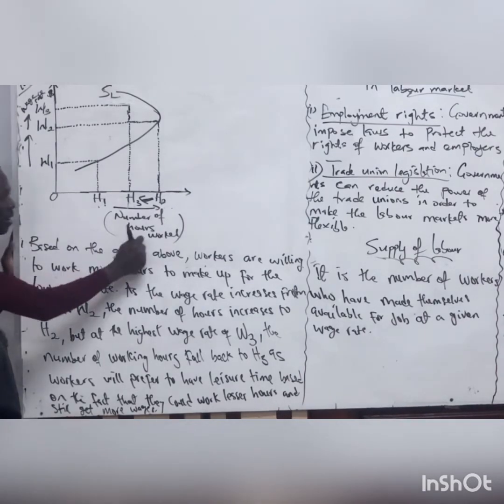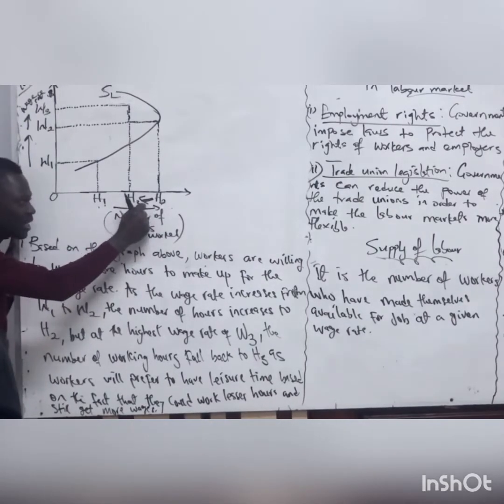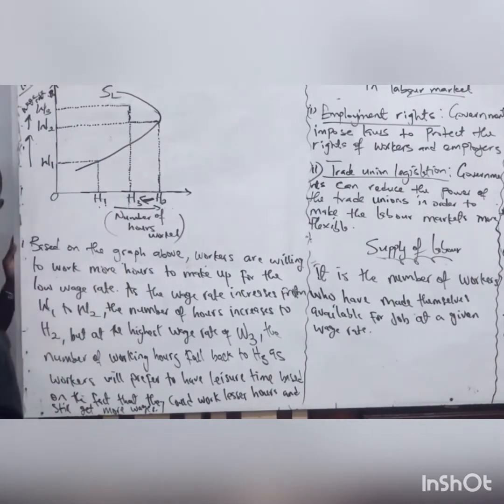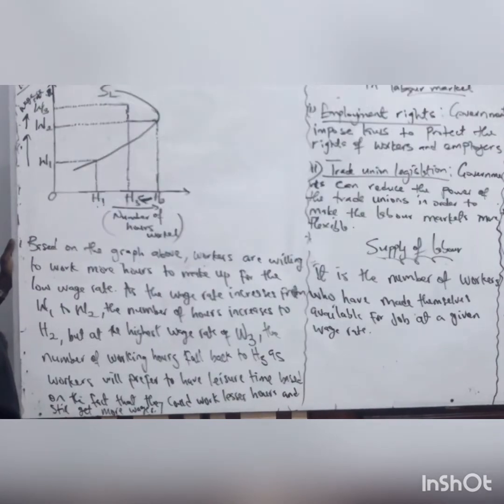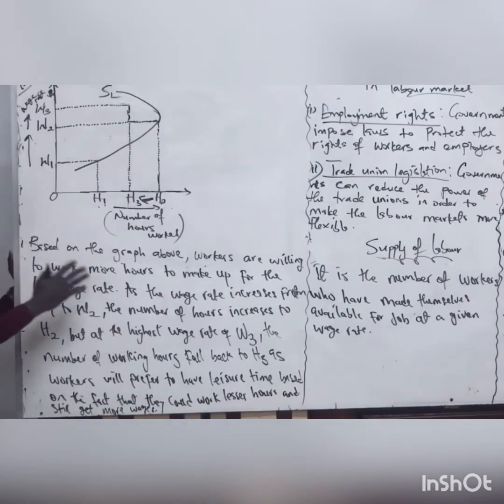This is the number of hours worked. So to meet up H3, what happens? They have to reduce the amount of work they do. And at that point in time, their wage rate has increased from W2 to W3. Do we understand? This is demand and supply of labor.